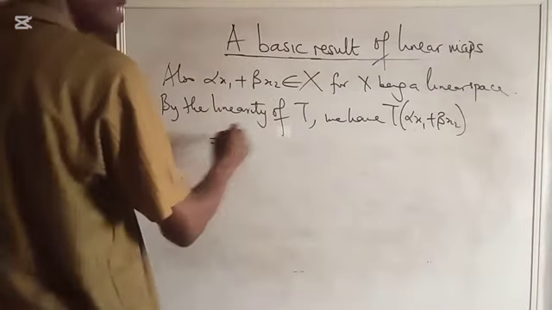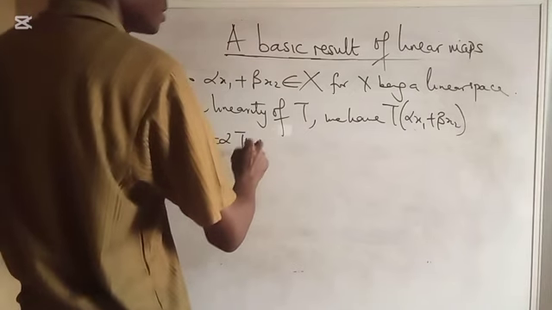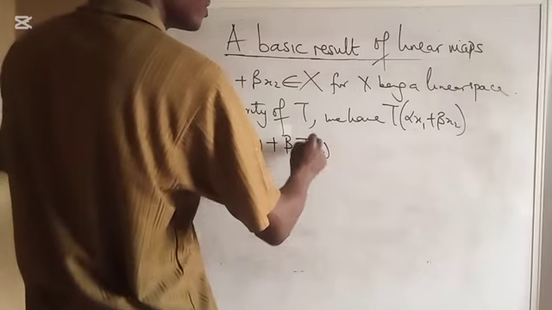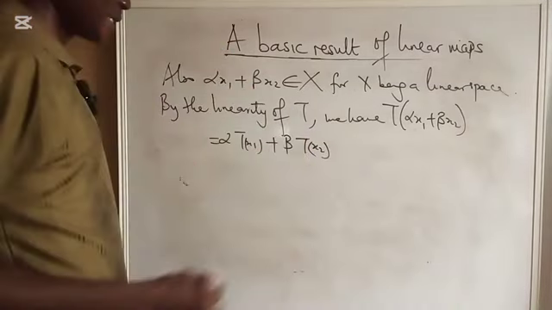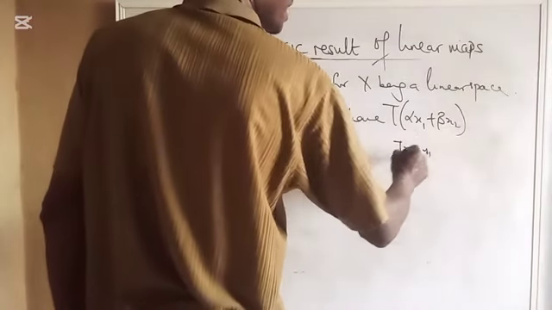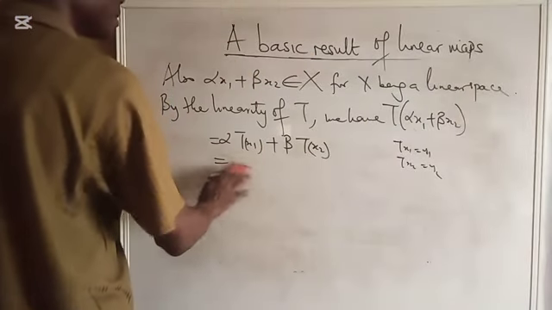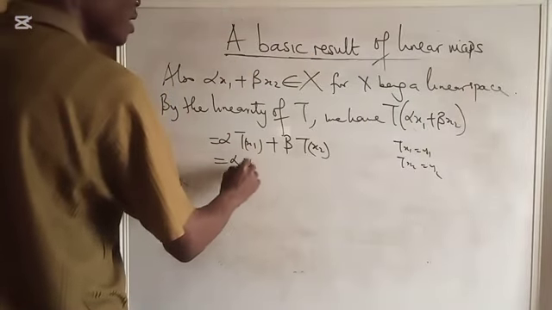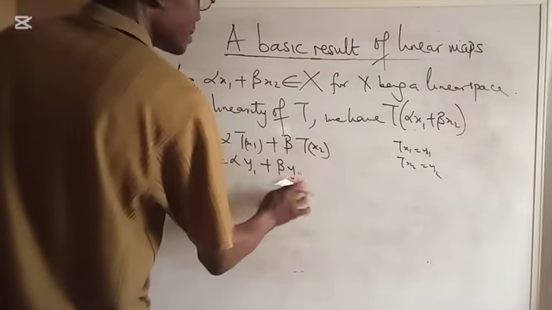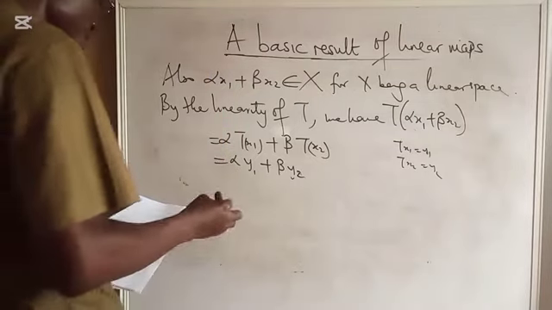Will be equal to alpha T of X1 plus beta T of X2. And from what we have earlier stated, we said that T of X1 should be equal to Y1 and T of X2 should be equal to Y2. So that implies what? That implies alpha Y1 plus beta Y2. You can see that happens there.